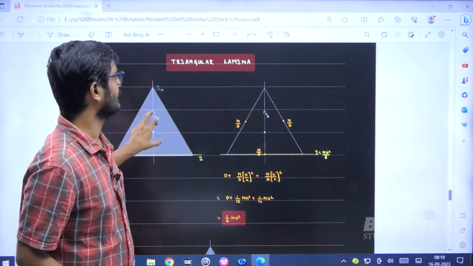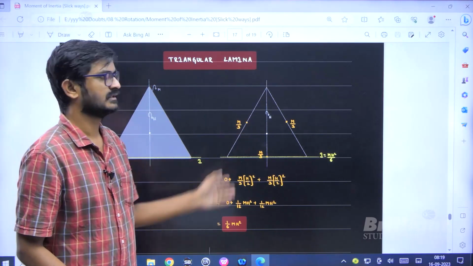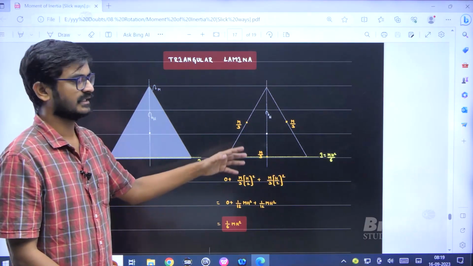This is a triangular lamina, this is not equilateral. I have just borrowed the figure of the equilateral triangle, but you can say I won't be using the equilateral property anywhere here.